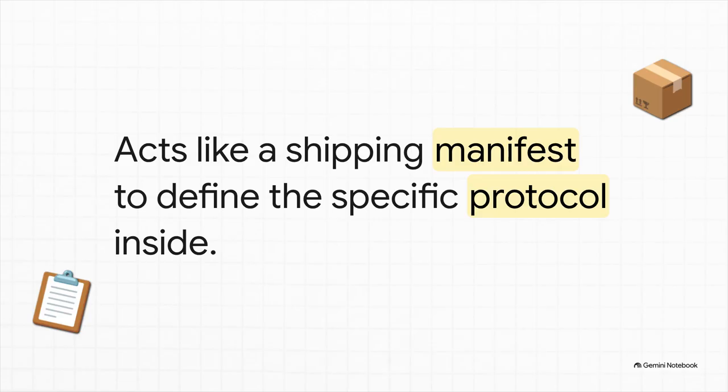Then, the type or length field tells the network exactly what kind of protocol is hiding inside this container. Is the cargo inside an IPv4 packet? Is it IPv6?